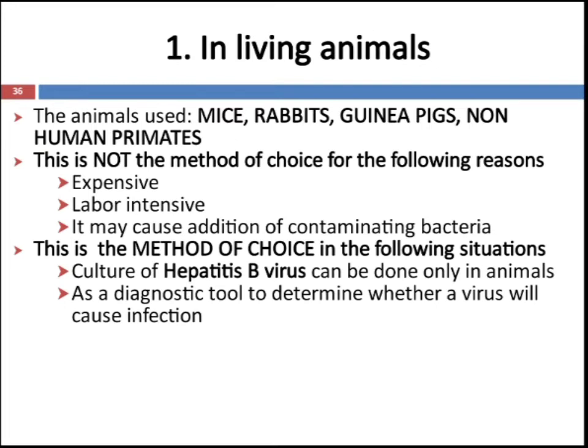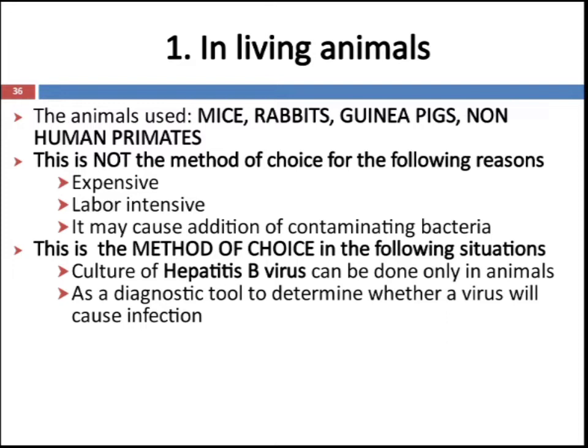First one is cultivation in living animals. Different animals like mice, rabbit, guinea pig, non-human primates can be used for the cultivation of animal viruses. This is not a method of choice for cultivation of virus due to the following reasons. It is an expensive method. These are labor intensive and it may cause additional contamination of bacteria in different animals.